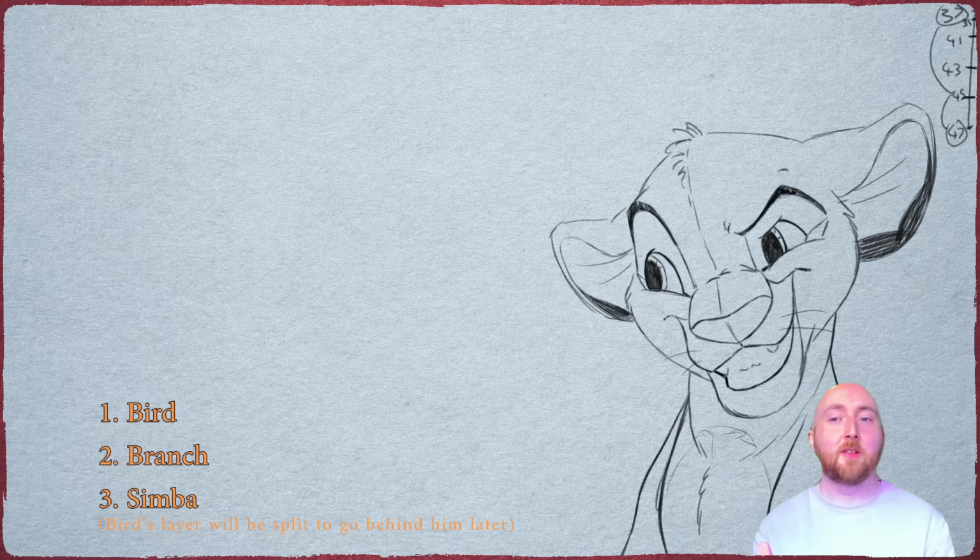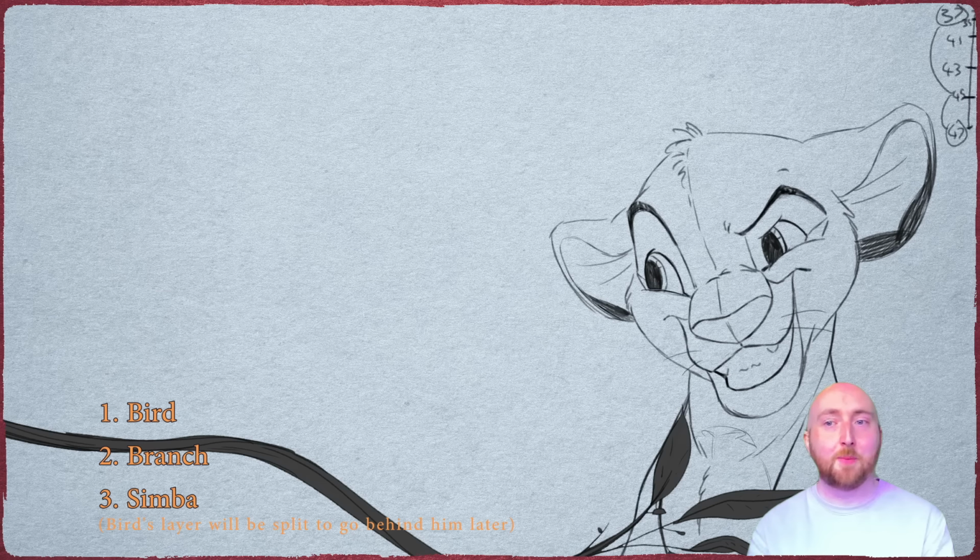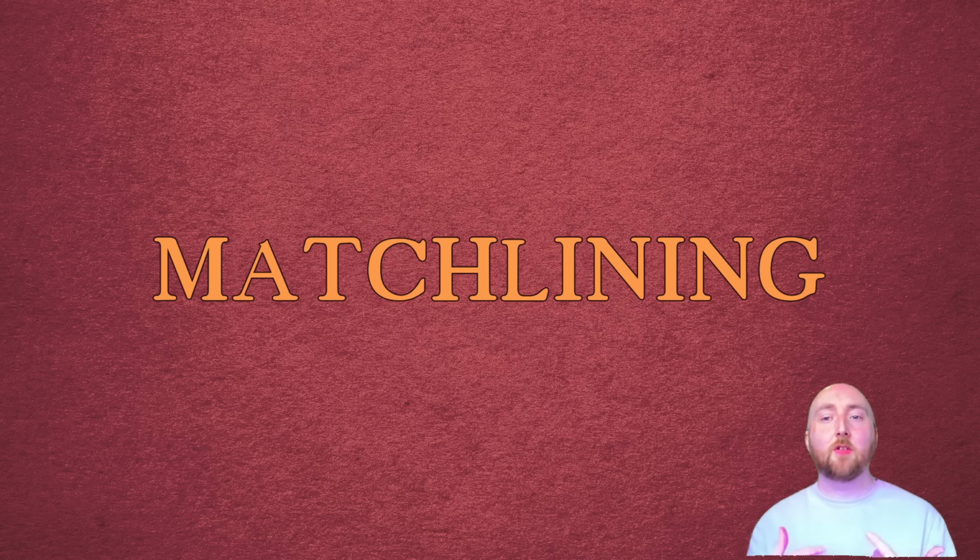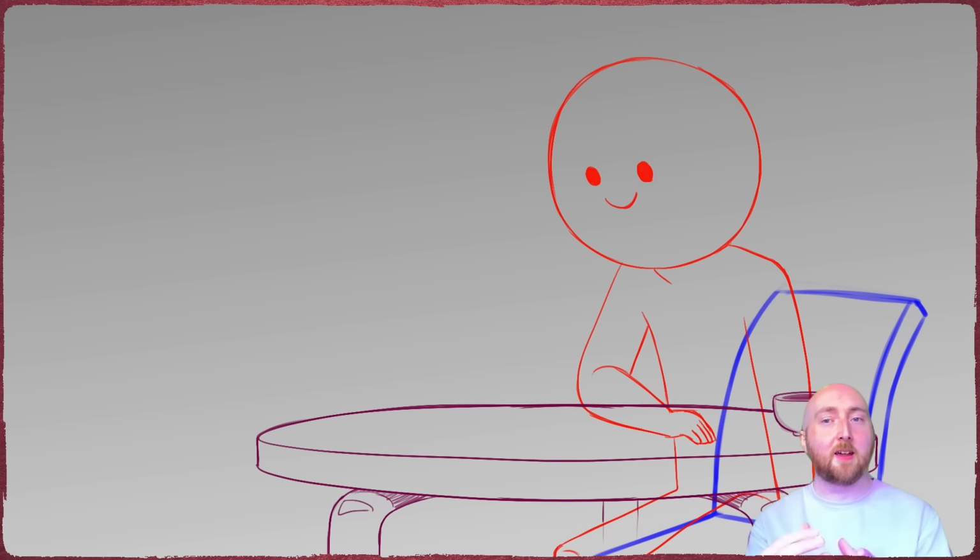And we'll set up our layers. This one's very simple, but do plan this out if you have anything that's at all complicated. One thing that's usually best to avoid is something called match laning. Say for example, you have a setup like this with the character sitting at a table. Match laning is when you use only one background layer and one character layer, and you match the line around whatever's in front of the character.